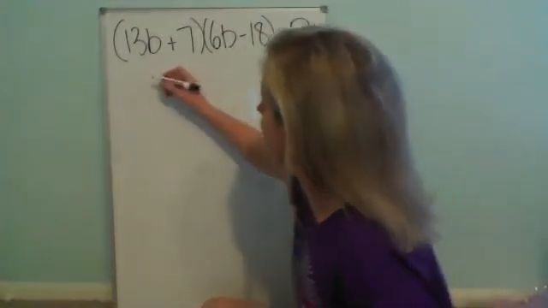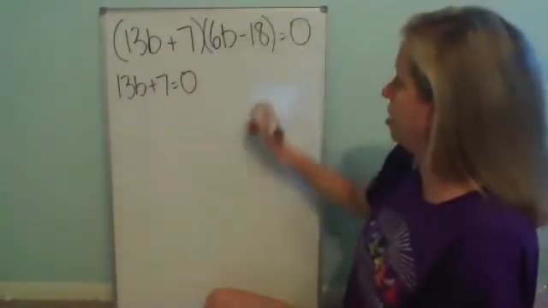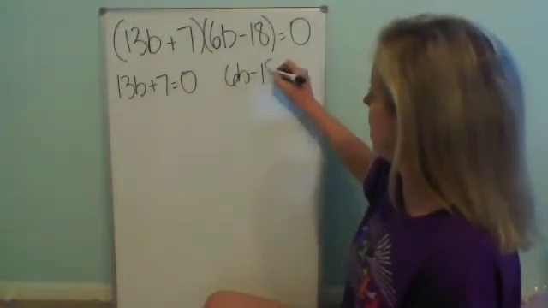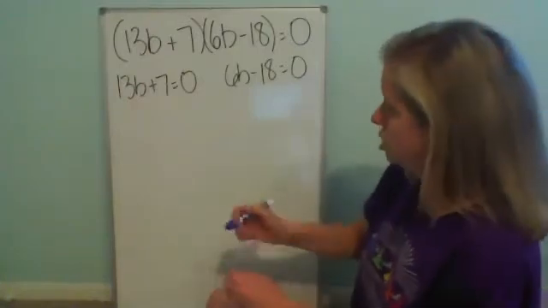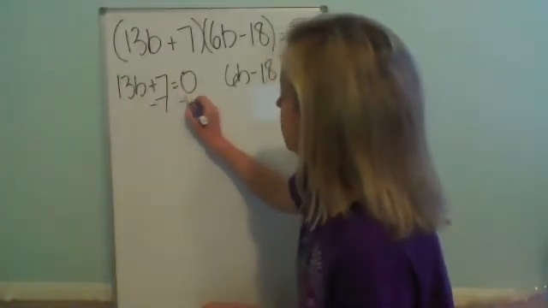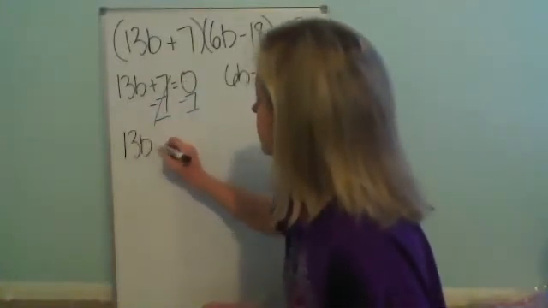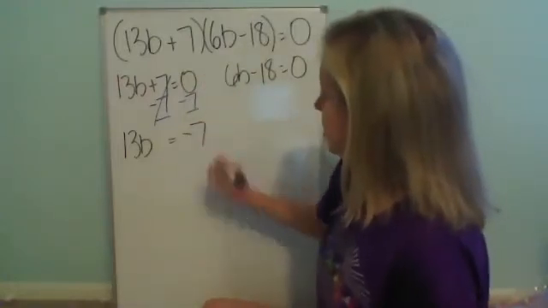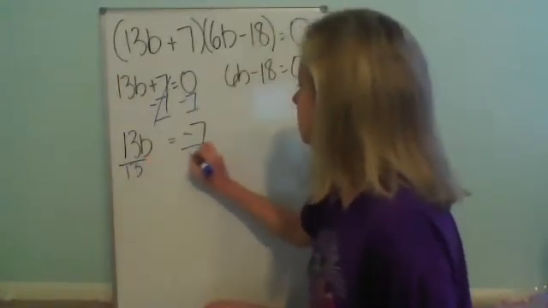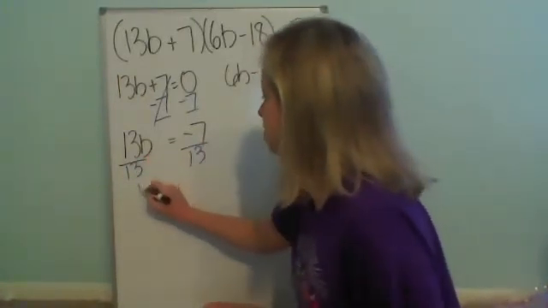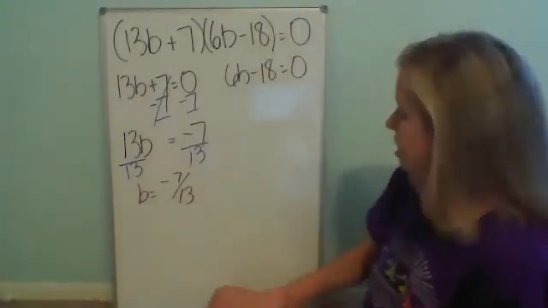So I'm jumping all the way to the third step, which is to set each of these factors equal to 0: 13b plus 7 equals 0, and 6b minus 18 equals 0. And then solve each of those equations for the b. So here I will subtract 7 from both sides. So 13b equals 0 minus 7 gives me negative 7. And then I'm going to divide by 13. So I'll be left with b equals negative 7 over 13, so there's one of your answers.